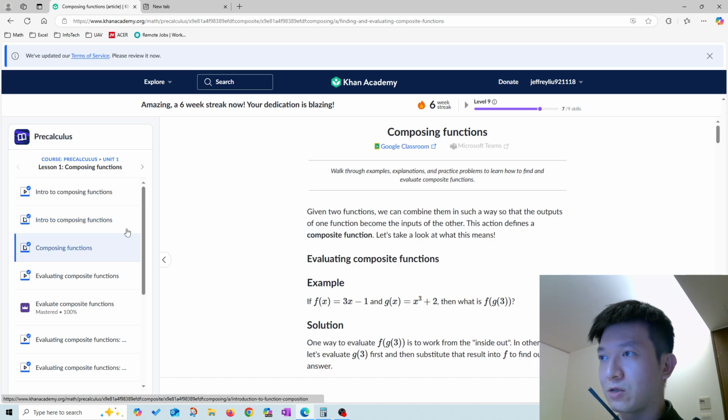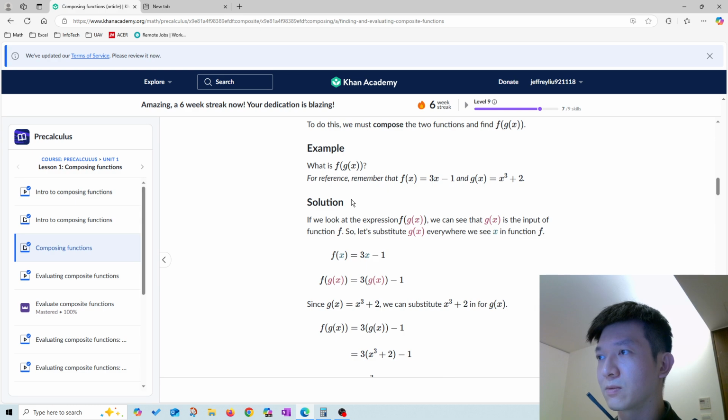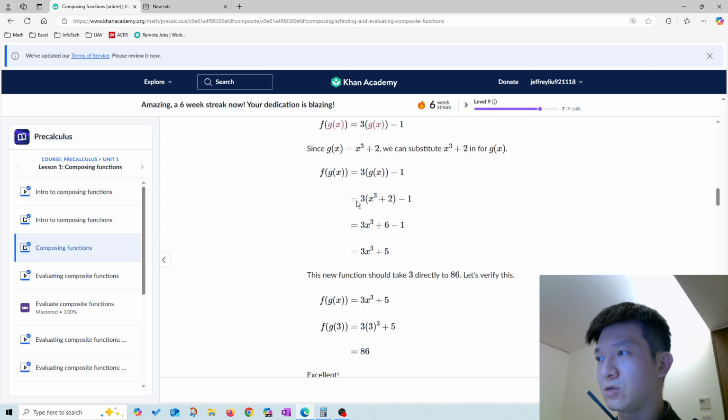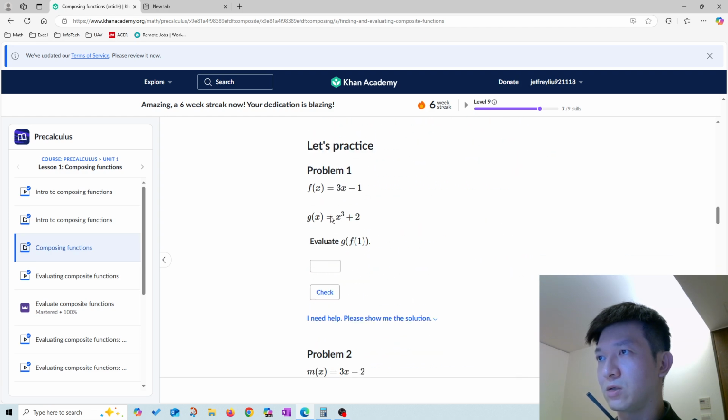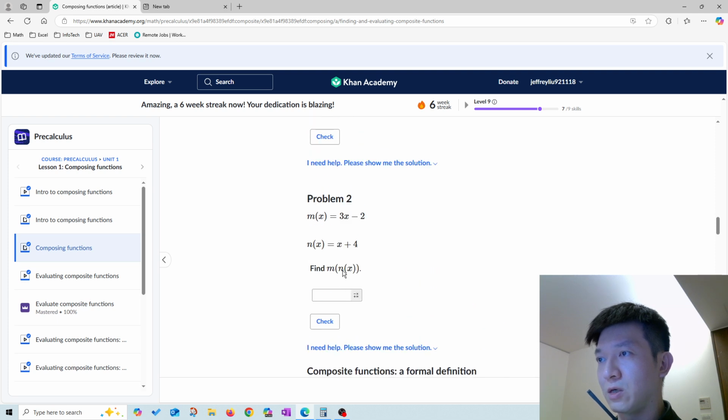Okay, composing functions, continue. Let's do another one. The only thing that is introduced here, let's do number 2 for now. So n of x first, right? So n of x is what? We don't have that, but we put it into m of x, right? So you put the whole thing in.